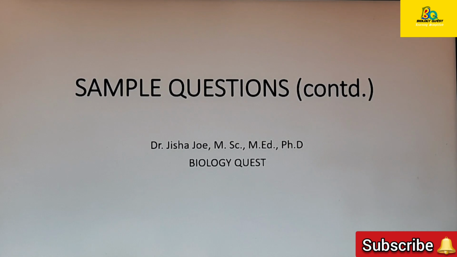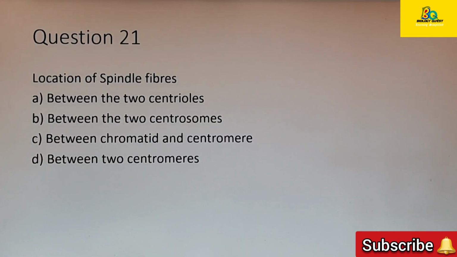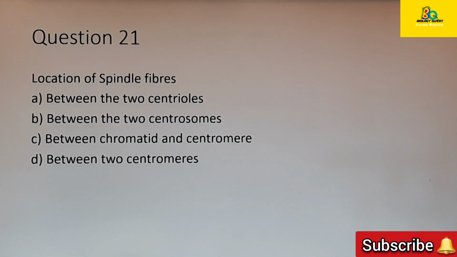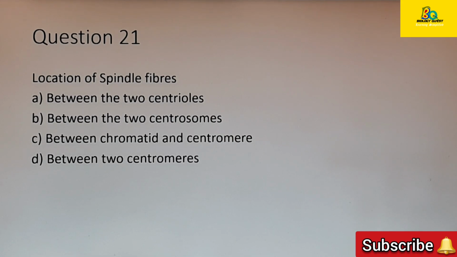In this session, we shall discuss the remaining questions from the sample question paper of biology. So children, starting with the 21st question. Location of spindle fibers. Options are between the two centrioles, between the two centrosomes, between chromatid and centromere, and between two centromeres. Which is the correct option?